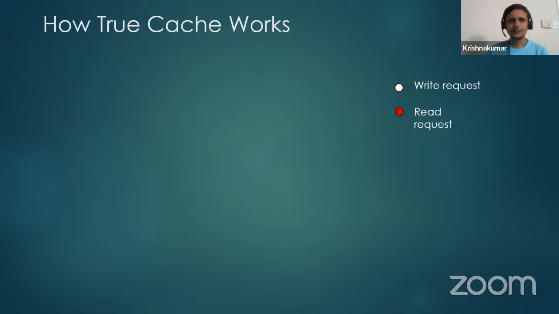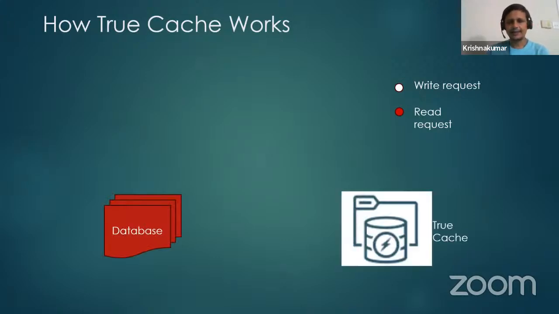Consider I'm going to perform a write request and a read request. The write request I am showing as a white circle, and the read request as a red circle. Say I have a database in the US region, and I have a TrueCache for the APAC customer. I have created a TrueCache in the APAC region. Now I'm starting the TrueCache. When I start it, it will collect the buffer content from the source database, so everything is collected and the TrueCache is up to date with the source database.